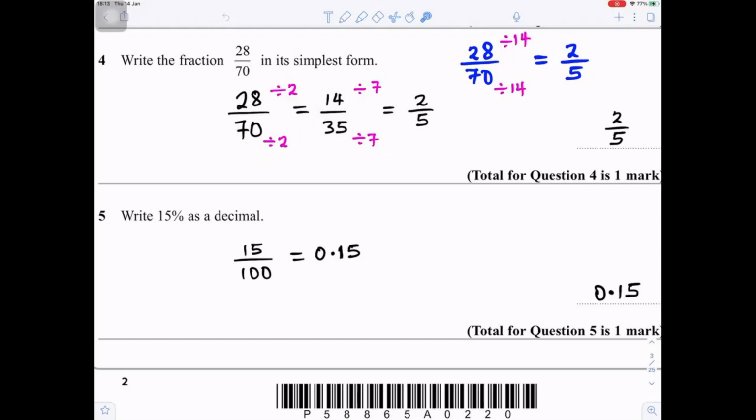Question number 5. Write 15% as a decimal. The percent means out of 100. So you write 15 divided by 100. When you divide by 100, you move the decimal point 2 places to the left. So you start from the front of the 5 and move it 1, 2. So it ends in front of the 1. So it's 0.15.